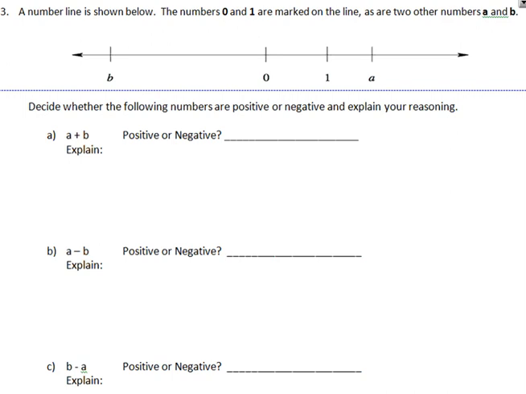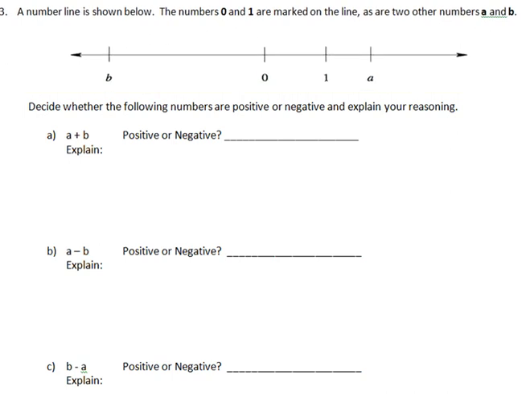All right, next we have a number line. You'll see 0 in the middle, and then we have 1, A, and then B on the negative side. So we know that B is a negative number. We also know that the absolute value of B is greater than the absolute value of A. All that means is B is further away from 0 than A is.